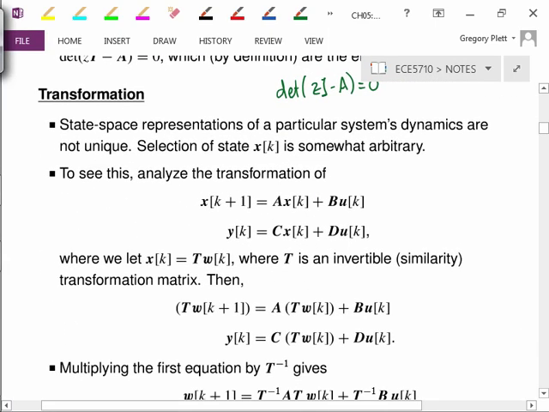Why is that important? The poles of a system tell you if it's stable or unstable, if it's fast or slow, if it oscillates, if it doesn't oscillate. It tells you all kinds of things about the system just by looking at where those poles are.